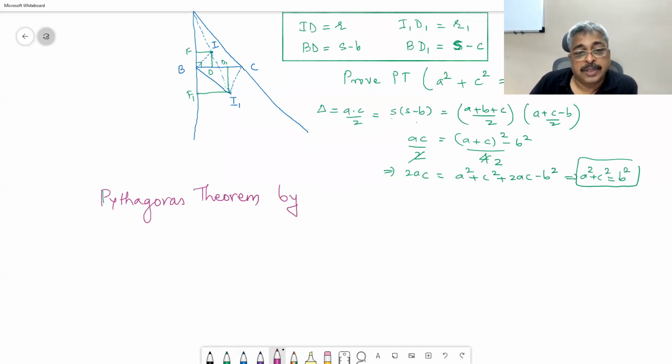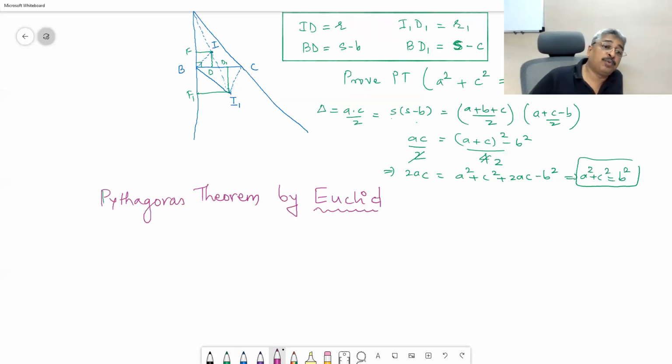By the great Euclid. Euclid's proof of Pythagoras theorem. Euclid is supposed to be the mathematician who first organized geometry, which was developed in the world. That this should come first, followed by this, followed by this, followed by this. Whatever you use in the next should be proved using the previously proved theorems or axioms. So the structure of geometry was created by Euclid 2000 years before.